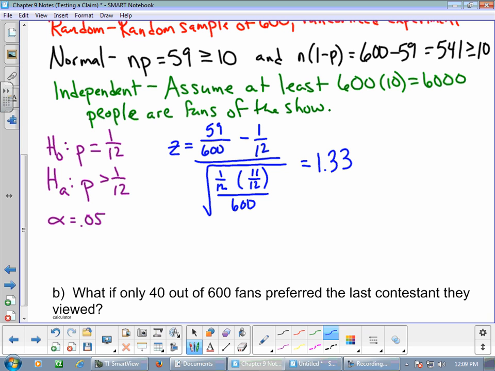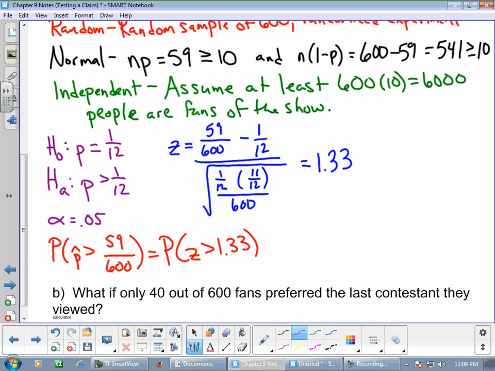Okay, so we want to find the probability that we would get a sample greater than 59 out of 600, which is, yeah, the probability that Z is greater than 1.33. It's gonna be close. Yeah, that one was pretty good, wasn't it?